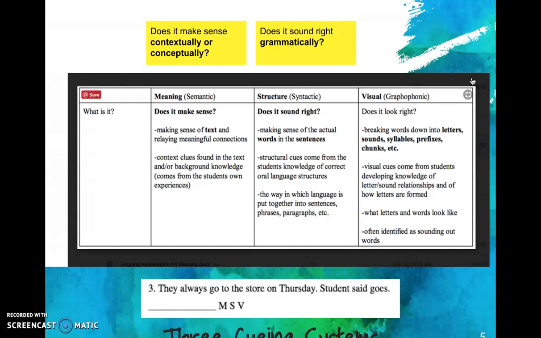Concerning the visual system in this example, they always goes to the store, visual is used, and we'd circle yes. We might also say that it's a medium use of the visual system. The beginning and middle of the word was correct, but not the end.